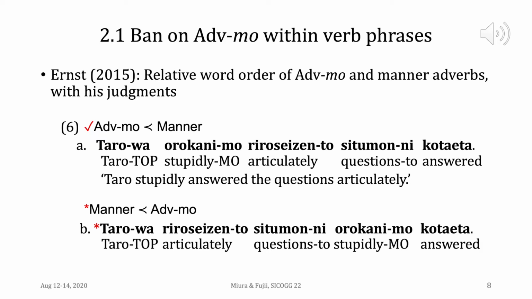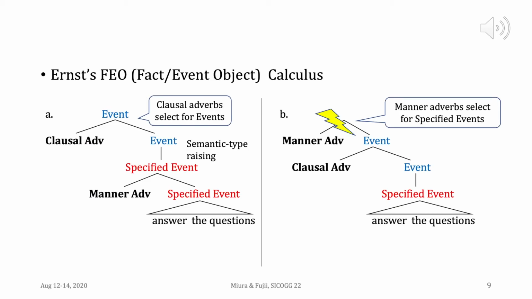Ernst points out that when we reverse the order of the 2 adverbs, then the acceptability of the example decreases. 太郎は理路整然と、質問に愚かにも、答えた。If not completely bad, the sentence is degraded. This fact can be dealt with by Ernst's semantic-based theory of adverbs rather nicely. His account is based on the FEO calculus. The account goes as follows.